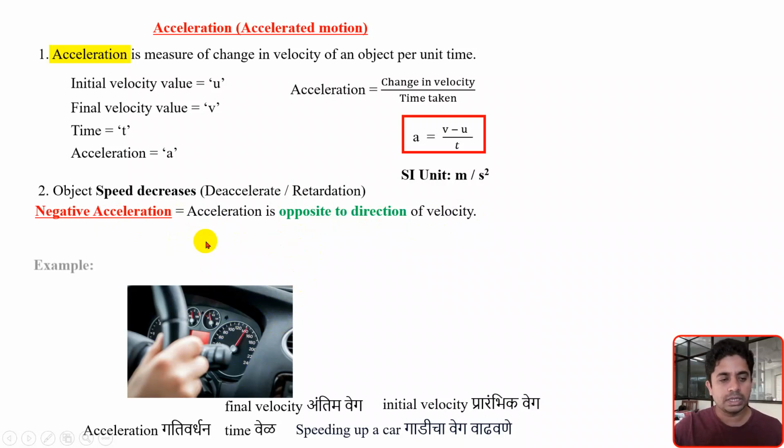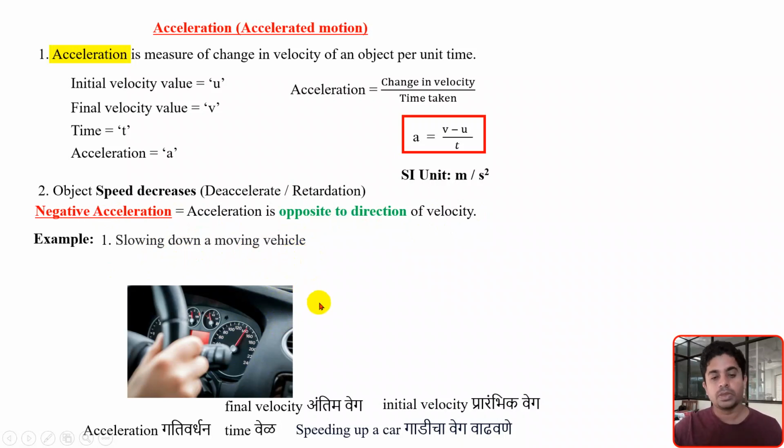Again, let us take the same examples. Slowing down a moving vehicle. Earlier, for positive acceleration, to increase the car speed from 140 km/h to 160 km/h, we simply pressed the foot pedal. But we never changed the direction of the rotating wheel to the left or to the right. Earlier we were going in the north direction, and in the same direction we accelerated the car.